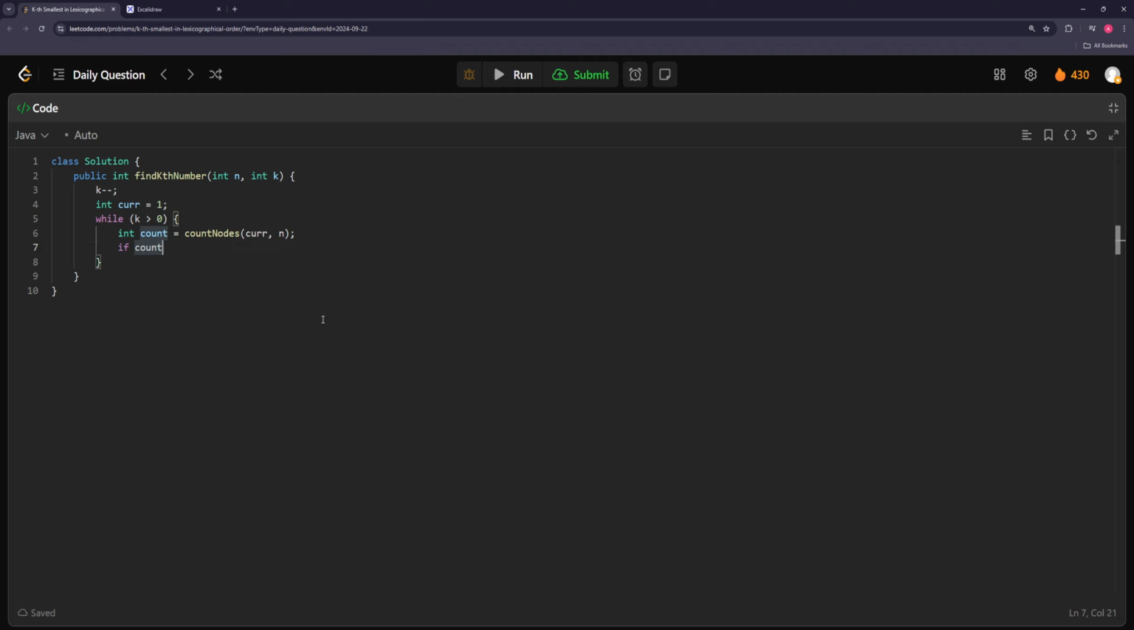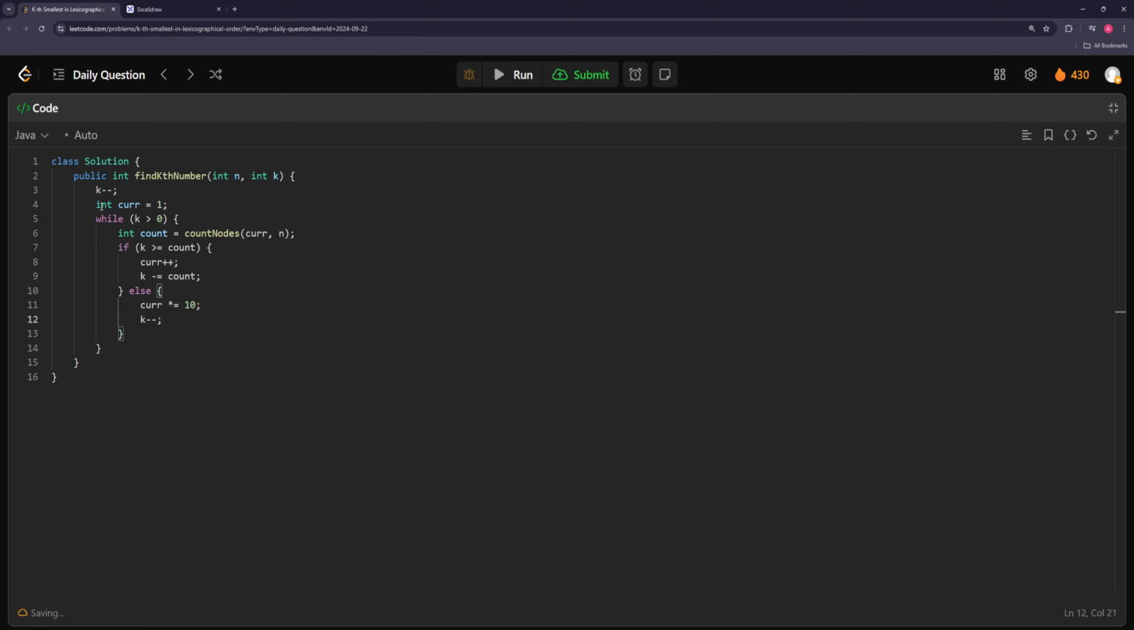Actually, let's think. So if k is greater than or equal to count, so if there's 5 nodes, remember k is 0 indexed. So if k is 5, there aren't enough nodes here. So if k is greater than or equal to count, then it's not in this subtree, so we move on to the next subtree. To move on to the next subtree, we just add 1 to our current number, and we subtract the number of nodes we've seen in this subtree. Otherwise, we move down our current subtree, and we subtract 1.